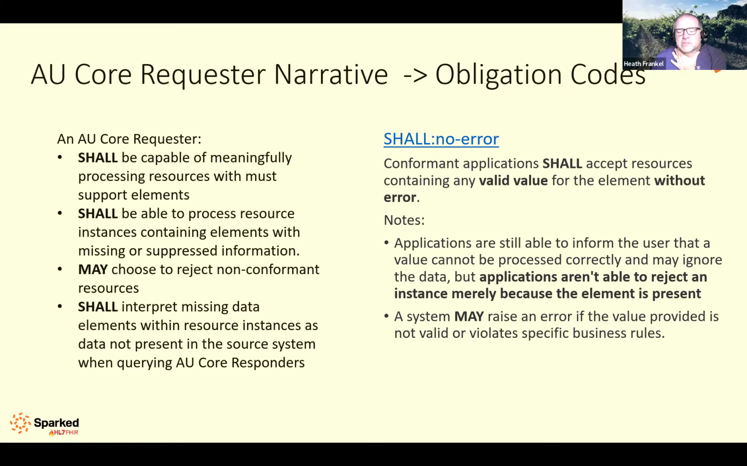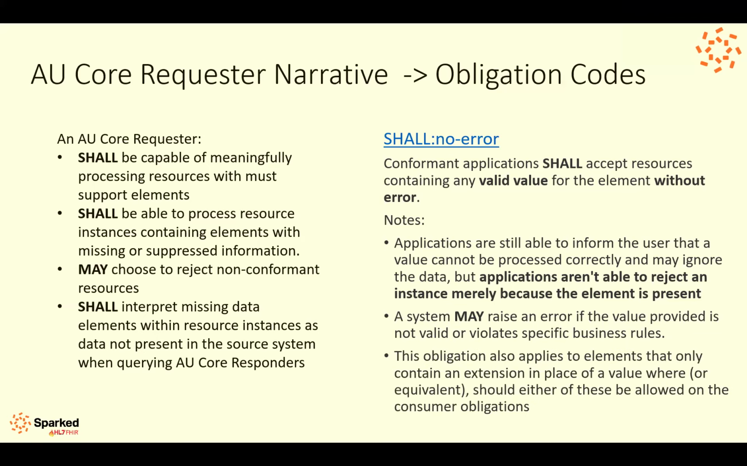Got it. So a system may raise an error in the second dot point if it is invalid, right? So if you've got a status that is not a valid value, you may error on that. But if it is a valid value, you may not. You shall not error. This seems a very different foundation than meaningfully process. And you're probably right. And I think I'm hearing Richard say the same thing.